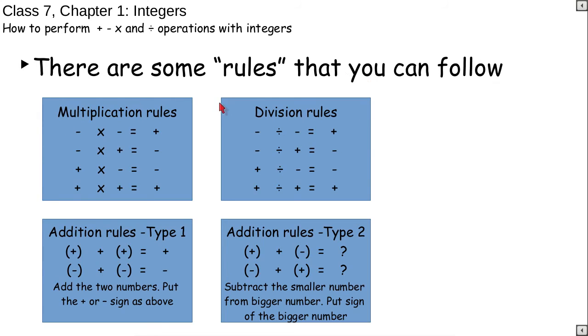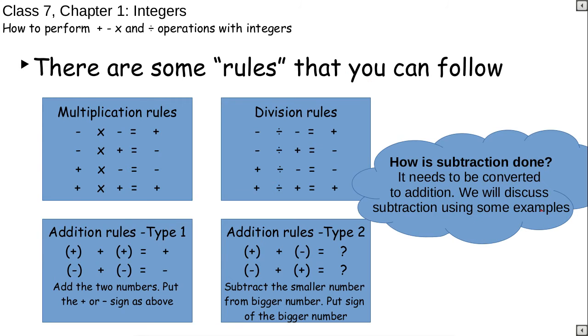Now that we've looked at multiplication, division, addition, let's look at how subtraction is done. Subtraction is done by converting the whole process into some form of an addition. Let us look at it by discussing some examples.